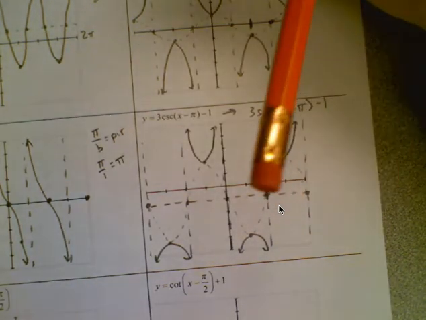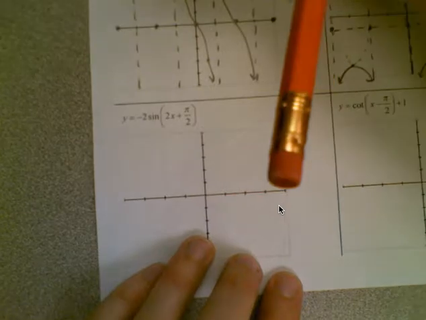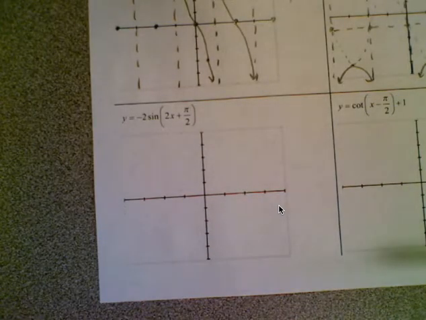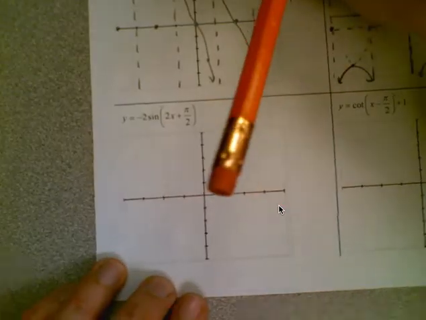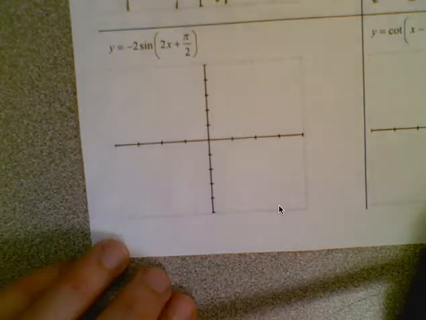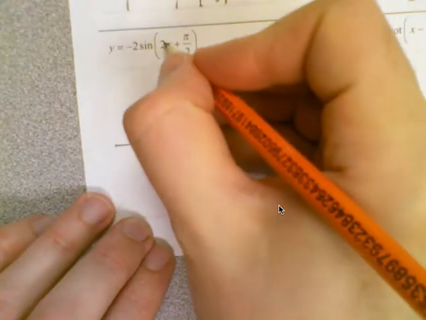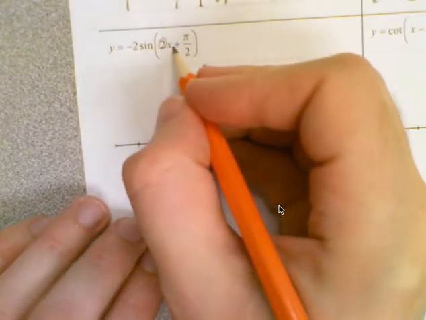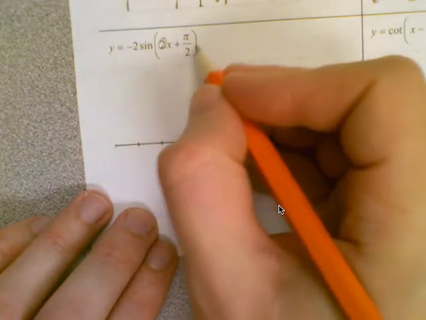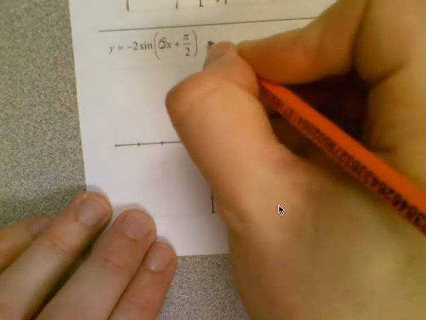All right, 2 more graphs. We've got y equals -2 sine 2x plus pi over 2. So this one's going to be a little bit ugly, but it has an important idea in it that we need to review. And that is we need to factor out this 2 that's in front of the x from the inside. A lot of people think pi over 2 is a horizontal shift here, but it's not.